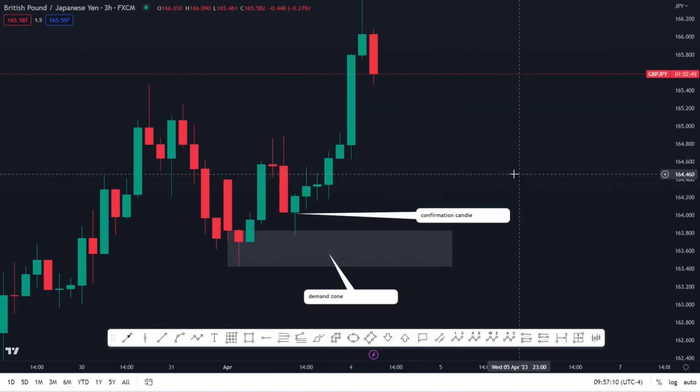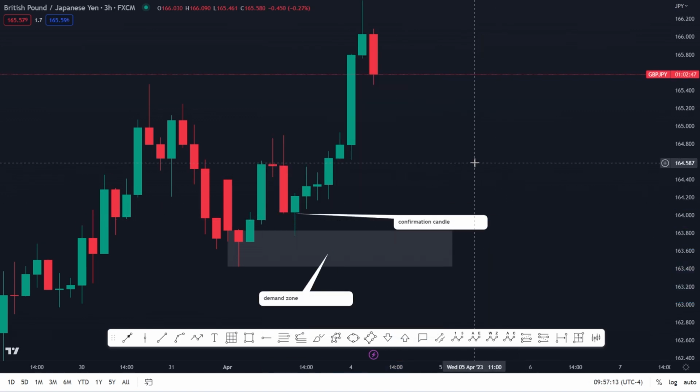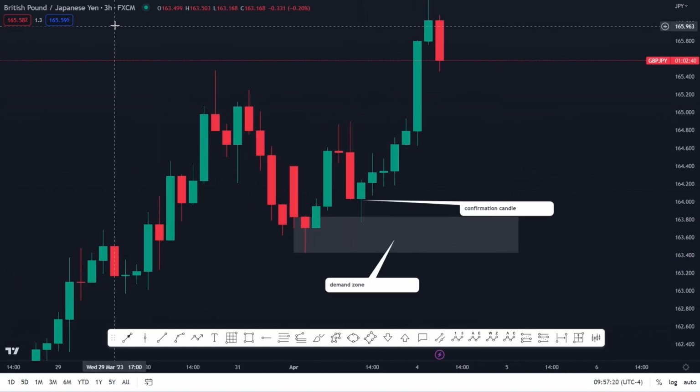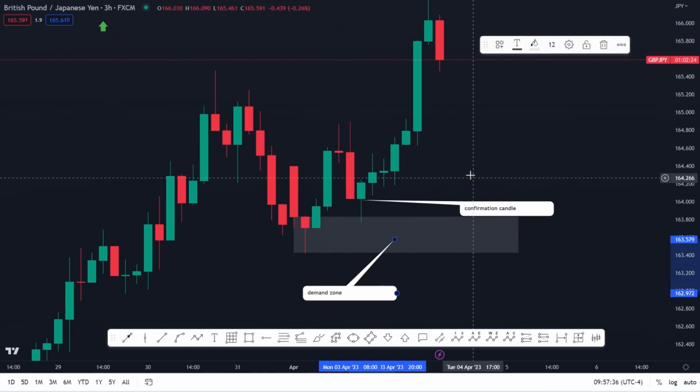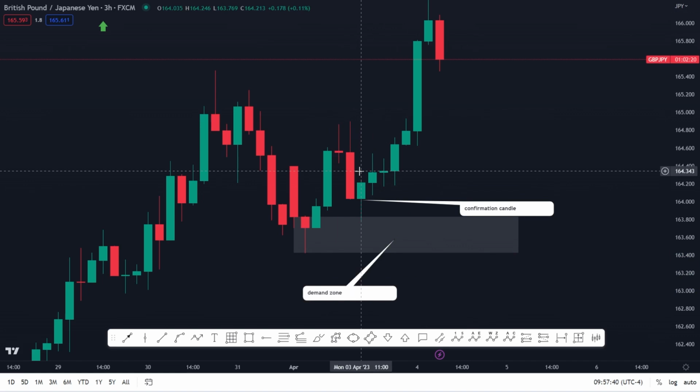If you don't know what a confirmation candle is, just go through the channel. You'll find a video where I explain confirmation candles. As you can see, we are still on the 3 hours time frame. So when we move on to the lower time frame, we want to enter. We are still skeptical about where we are going to find that break of structure.